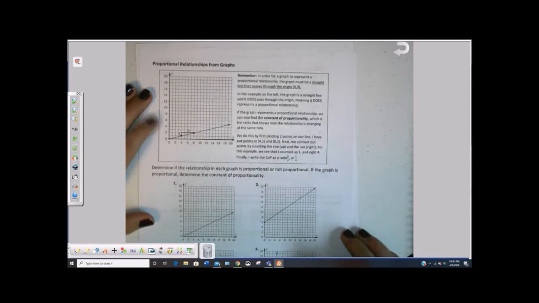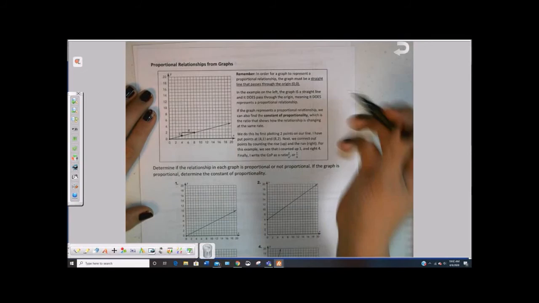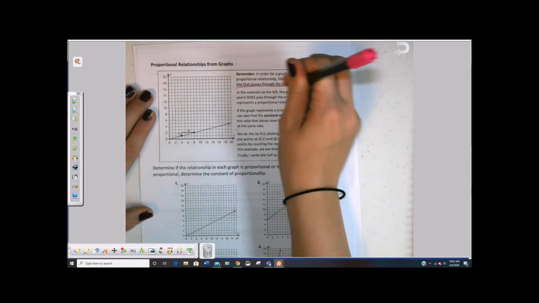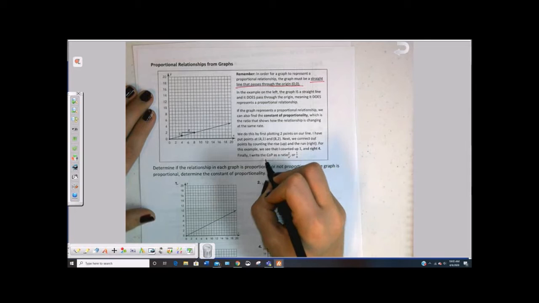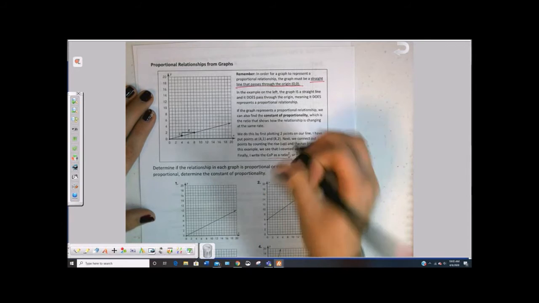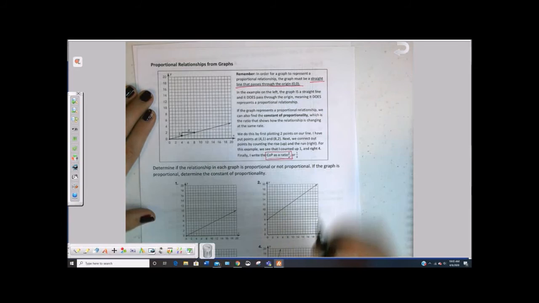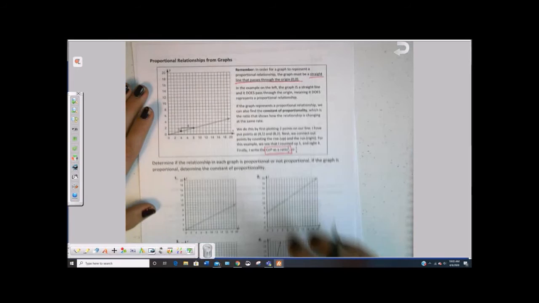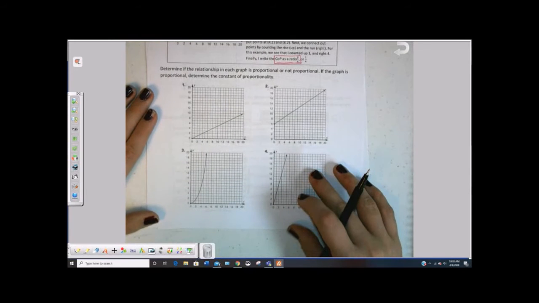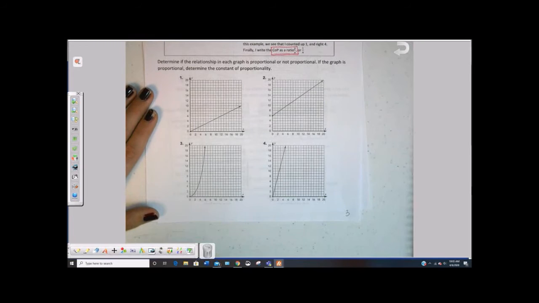And then the very last page for today, we're going to look at proportional relationships with graphs. So looking at this little paragraph, remember, in order for it to be proportional, you have a straight line that passes through the origin. Remember, origin is that 0, 0 point in the corner. And if it is proportional, then it has a constant of proportionality, which is always y over x. So we're just going to look at some graphs first, just to see if it has those two rules to begin with. Is it a straight line, and does it go through the origin?